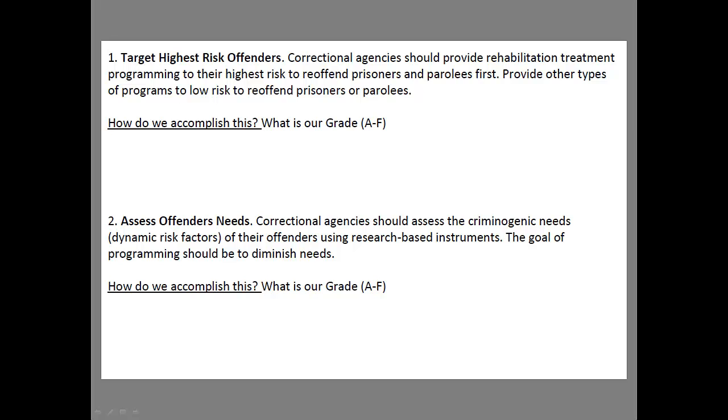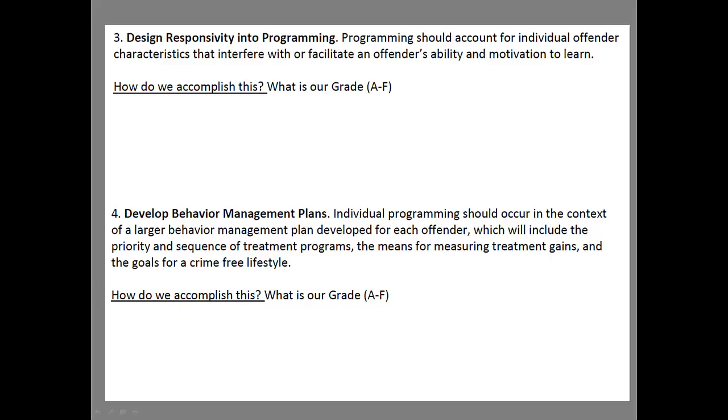Then you're going to move on to 2, assess offender needs. How do we do this? What are we doing? Are we doing it well? What's our grade? And you're going to walk through each of the 8 steps or principles doing this particular process. Design responsivity. Answer questions about the principle. Make sure they clearly understand the implications and the application.